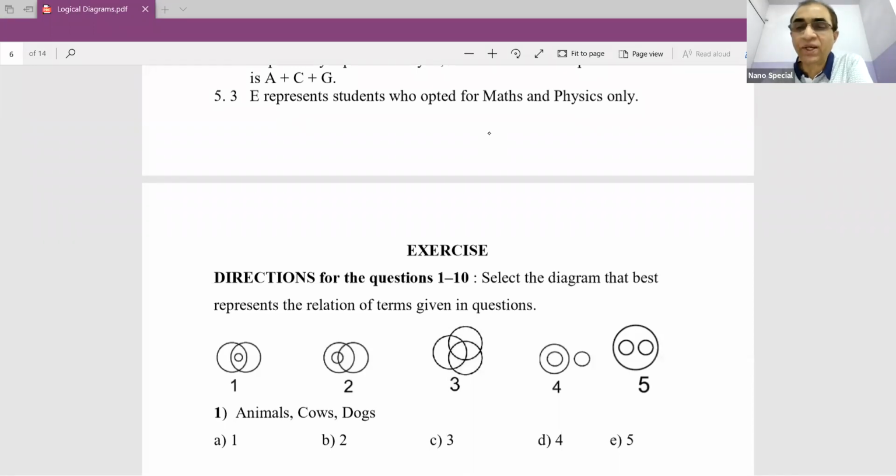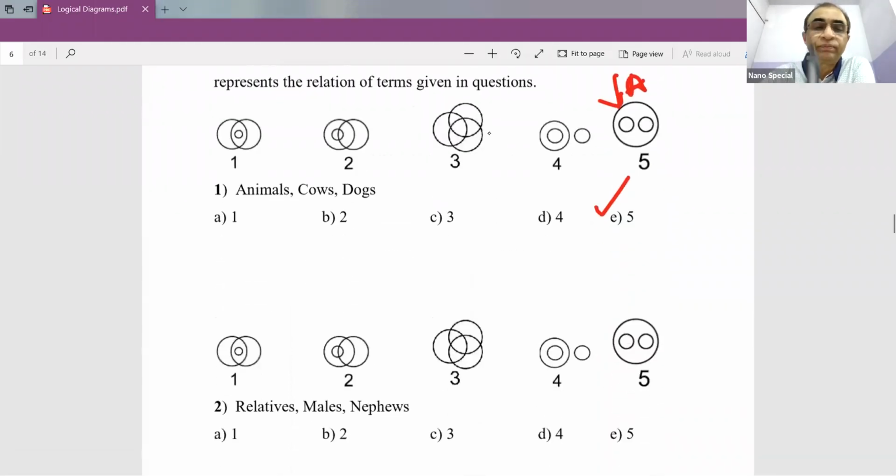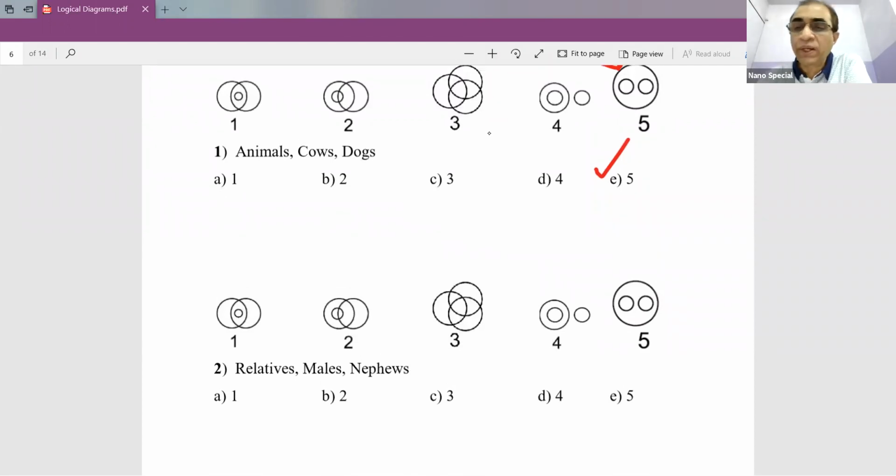Okay, Yashwant, that's right. So this is very simple. This is a set of animals. All right, part of that is cows and dogs. So the answer is E. So we are done with it. Let's go on. Okay, next one.